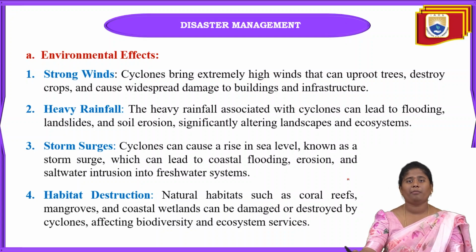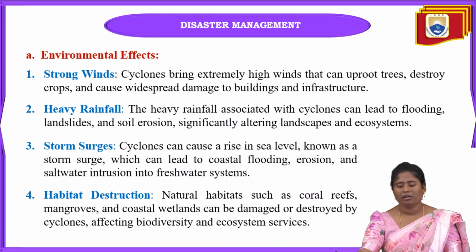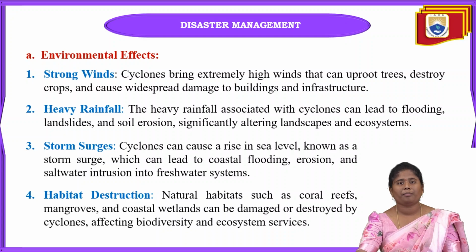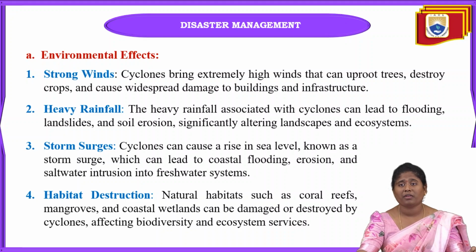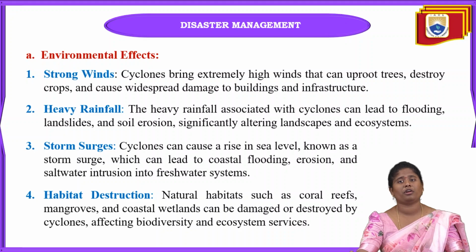And the next one is habitat destruction. Due to cyclones or other disasters, natural habitats such as coral reefs, mangroves, and coastal wetlands can be easily damaged and destroyed, along with biodiversity and ecosystem services. If the ecosystem is damaged, climatic conditions will change and biodiversity will be affected. So any type of disaster, whether it is an earthquake, volcano, cyclone, or flood, will disturb the ecosystem of nature.